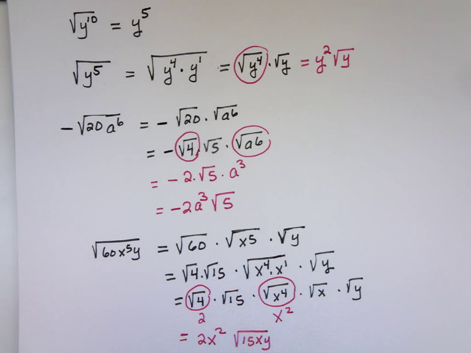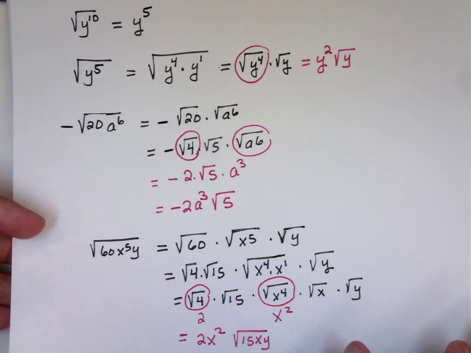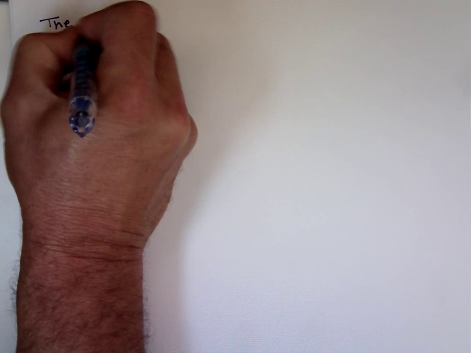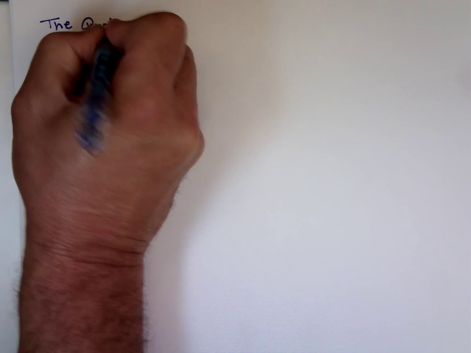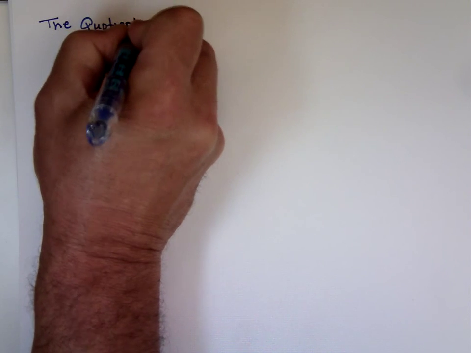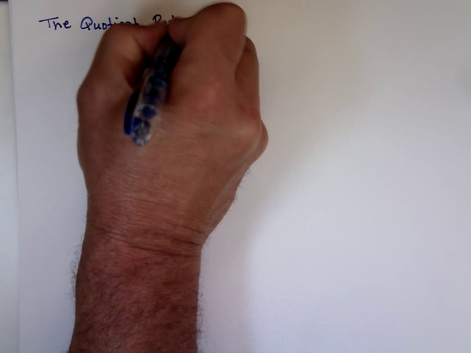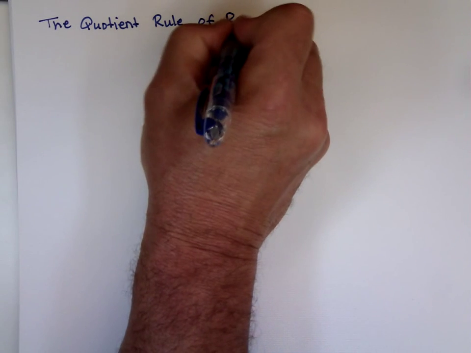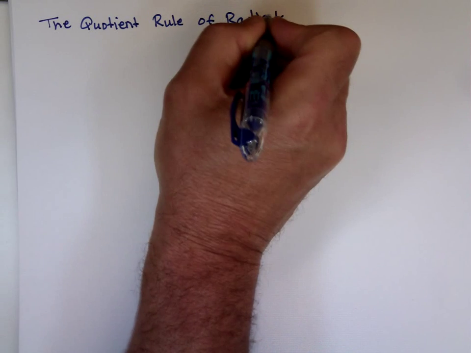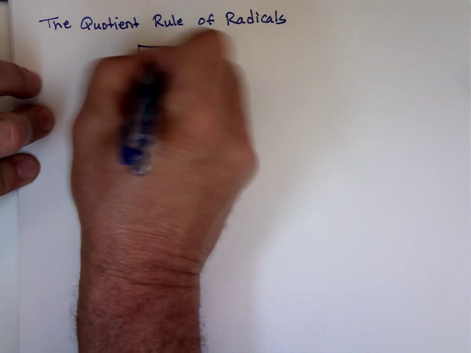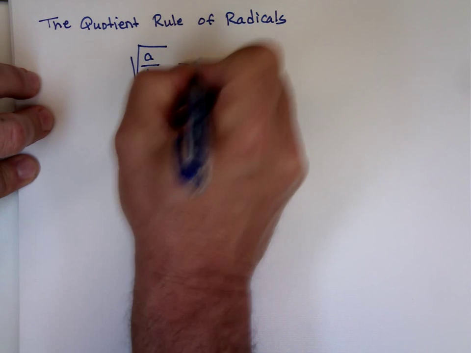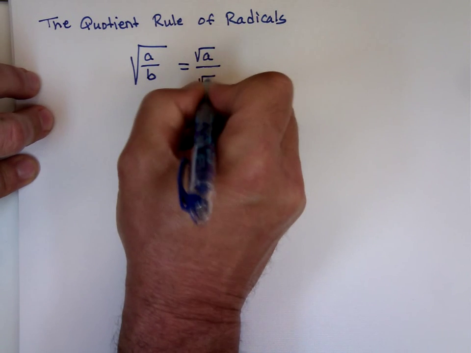One more rule we're going to look at, then we're done with this video, and that is the quotient rule of radicals. Just like the multiplication, the product, we have one for division. And that rule says if you have fraction a over b, you can break it down to 2 separate radicals. You can go from here to there or from this to this. You can go back and forth.